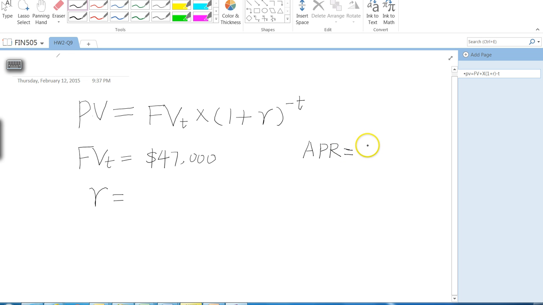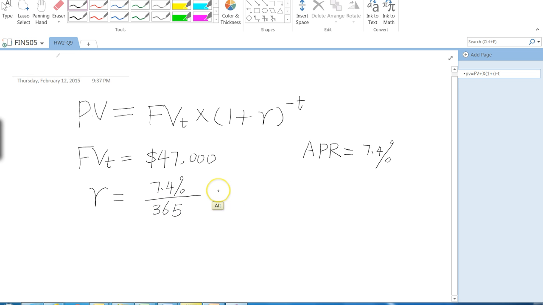So APR here is 7.4%, and that's an annual rate. But here we need to get the daily interest rate. So we need to divide this 7.4% by the number of days within a year, so that's going to be 365.